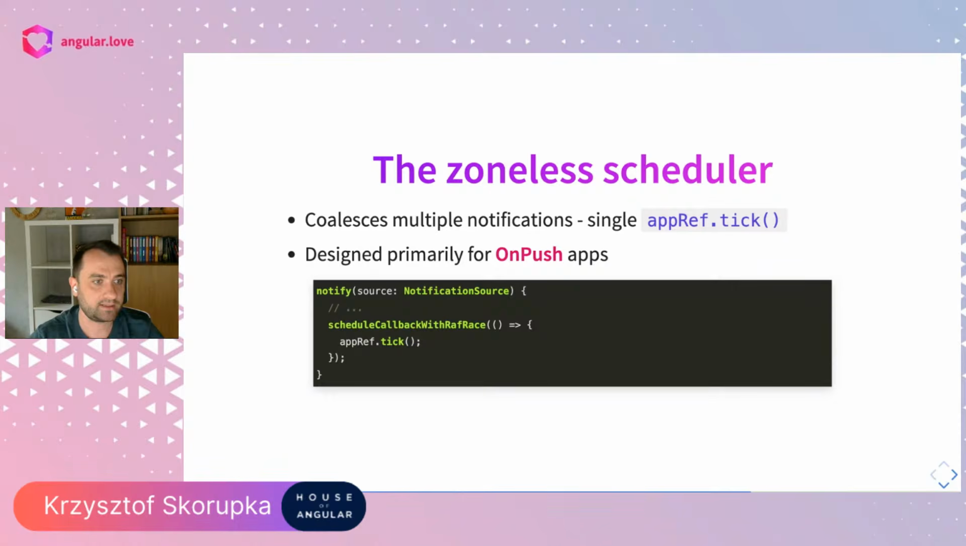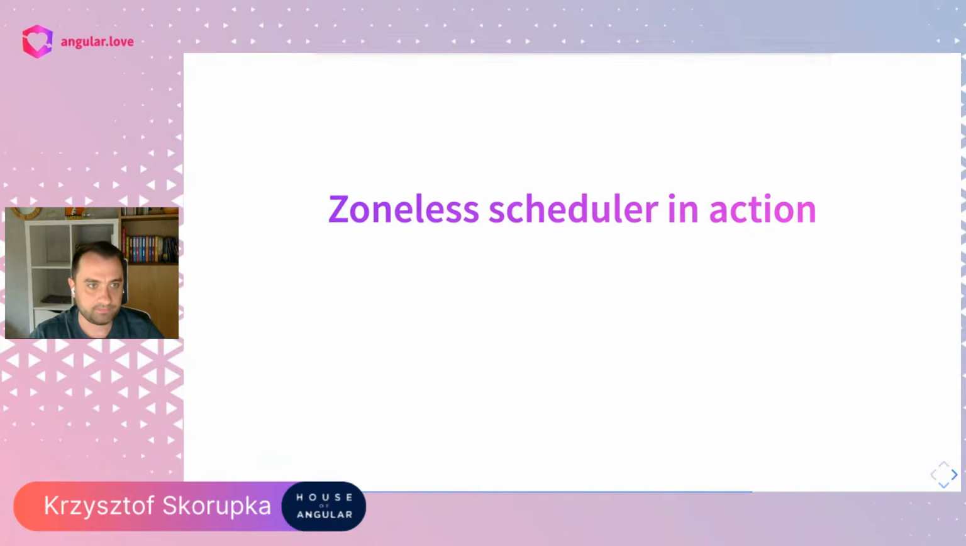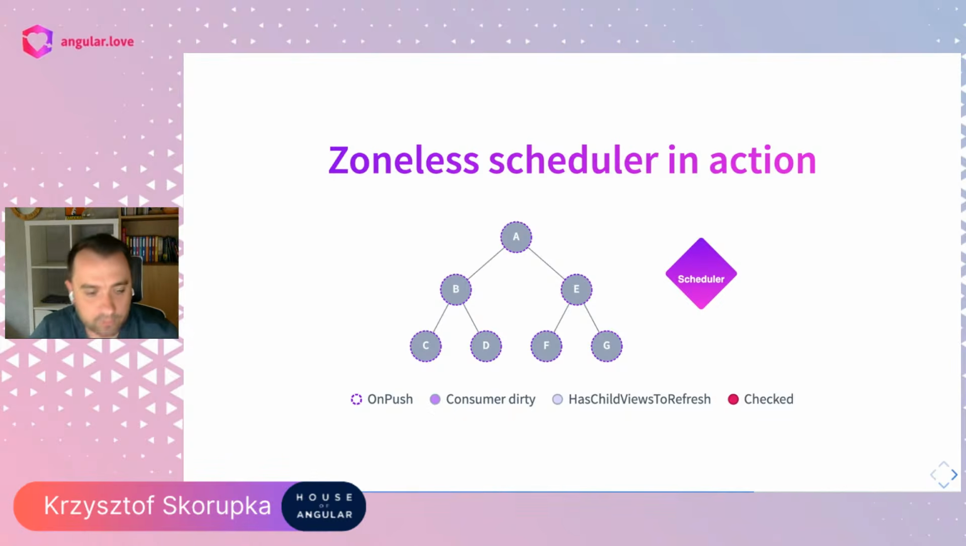All right, and this is some very simplified code on how this change detection is triggered in this case. As you can see, there is a schedule callback with race. I will not get into too much detail here, but this is responsible for coalescing these multiple notifications. Okay, so let's see how this behaves. Let's look at our diagram.